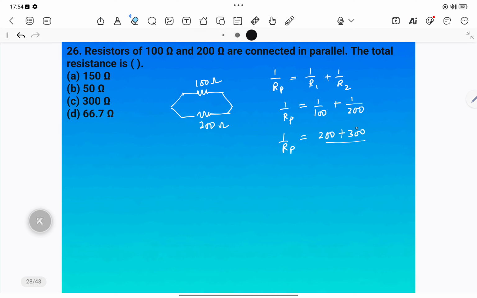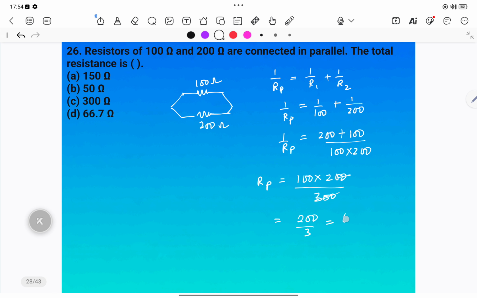This will become 200 plus 100 divided by 100 into 200. So Rp will be equal to 100 into 200 divided by 300. When we solve this, it will become 200 by 3, so it will be equal to 66.7 ohm. So option D is correct.